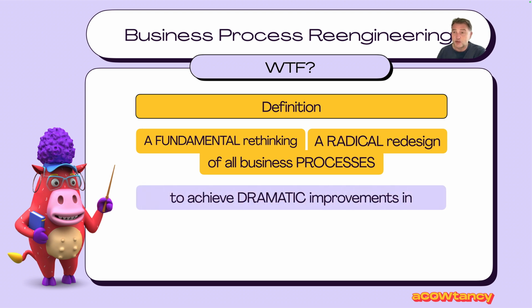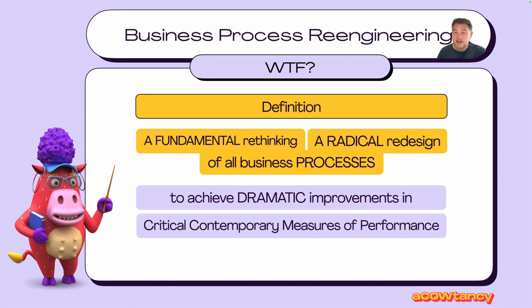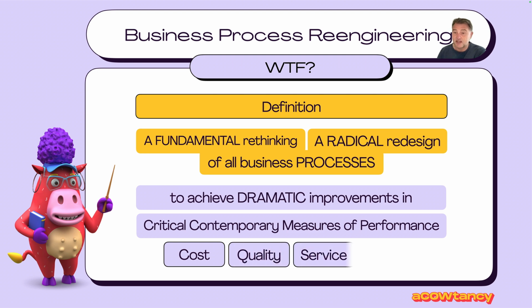And the whole point is you achieve dramatic, not small, dramatic improvements in the contemporary measures of performance, such as cost, quality, service, and speed. That's the whole point. They're the four outcomes you're looking for. Critical, contemporary measures, dramatic improvements.